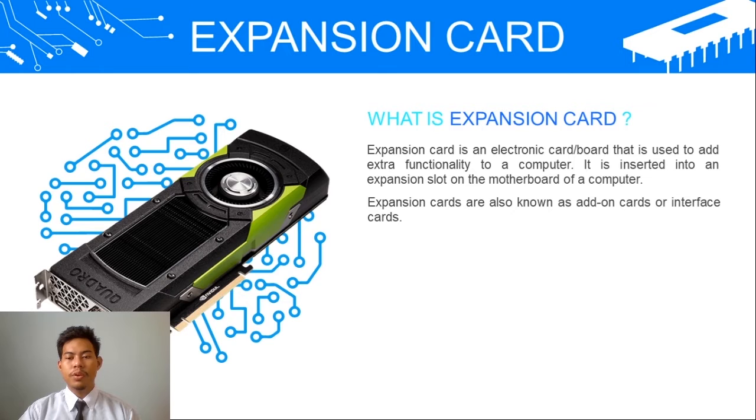Many different classes of expansion card are available, including sound card, video graphic card, network card, and so on. For example, video graphic cards or video graphic accelerators are used to enhance the video quality on a computer. Expansion cards are also known as add-on cards or interface cards.